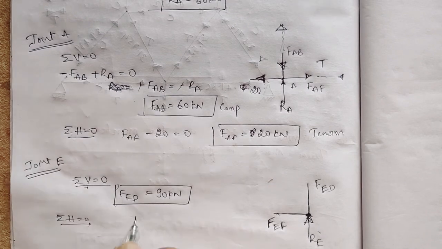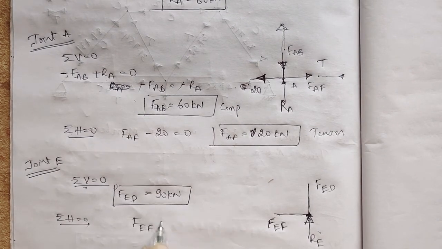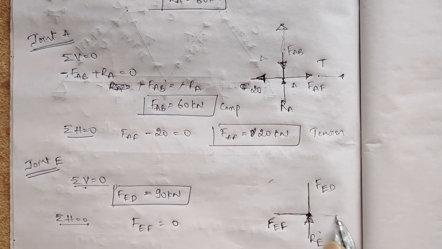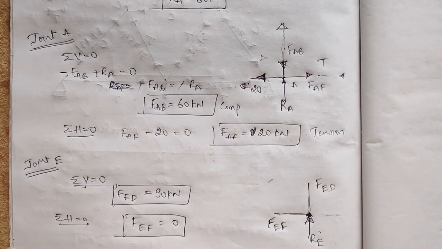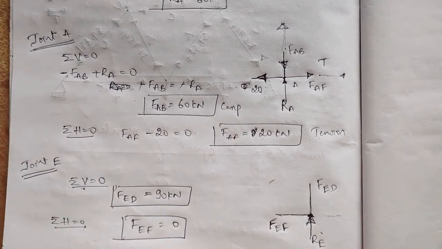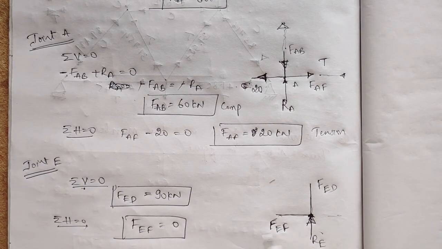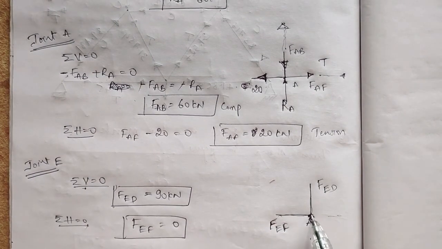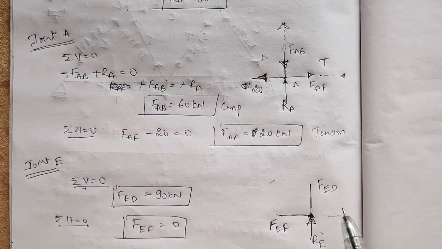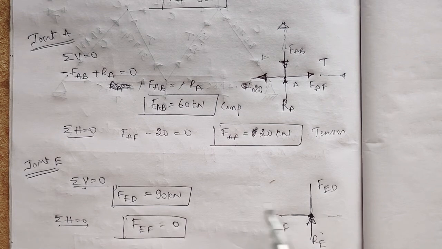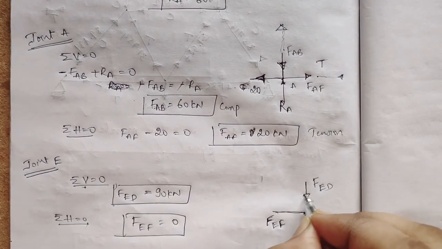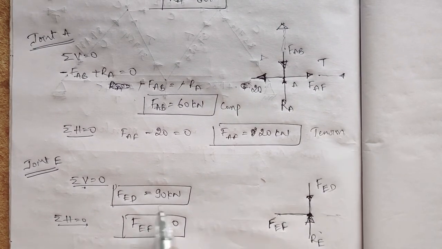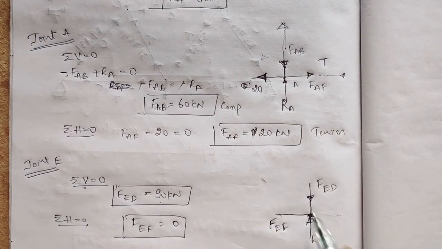FEF is equal to 0. There are no forces here, so it is 0 only. The force in the EF member is 0. Okay, I didn't assume here, so it is going towards this one, so it is equal and opposite to the FED.